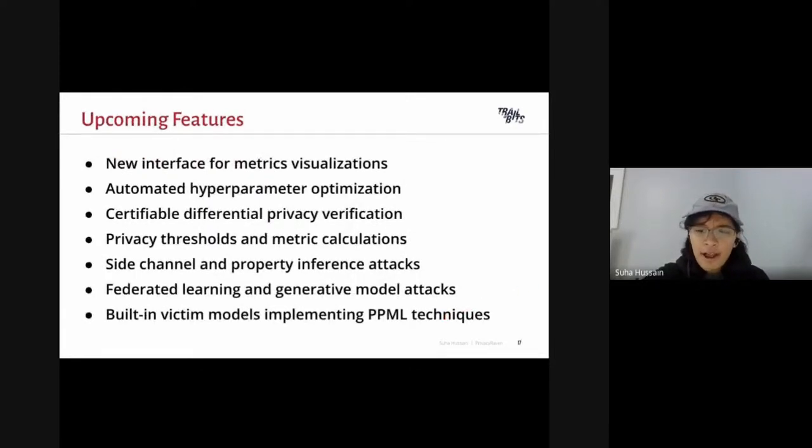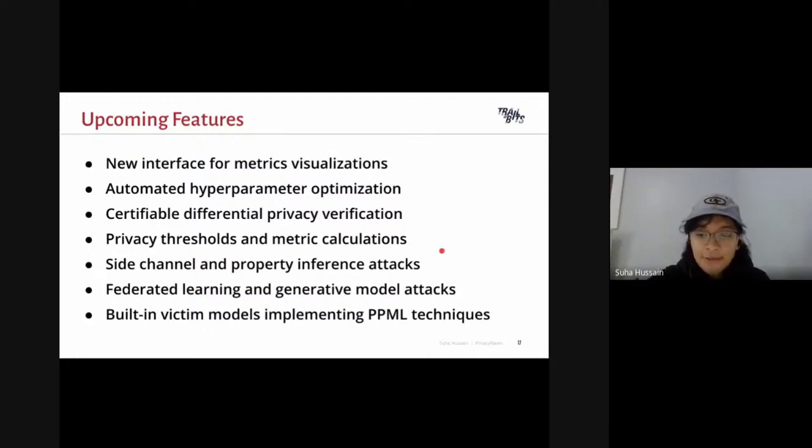Before I finish this talk, I want to mention some Privacy Raven features that are still in incubation. By the time that you're viewing this talk, some of these may have already been released. So in addition to adding more methods for the previous classes of attacks, we're working on a new interface for metrics visualization that prioritizes clarity, as well as automated hyperparameter optimization for more coverage and stronger privacy guarantees. We're also working on the verification of differential privacy mechanisms and privacy metric calculations.